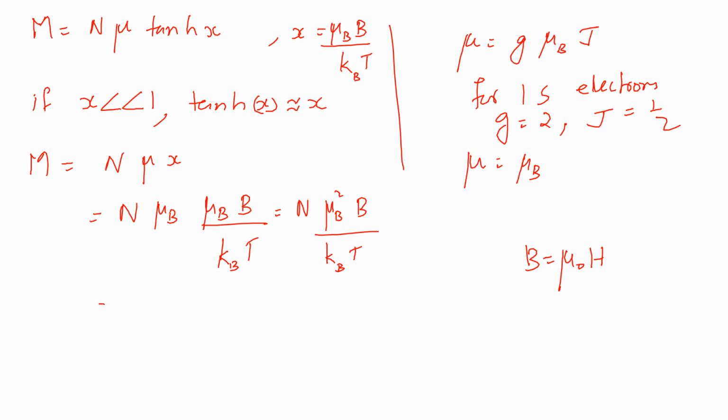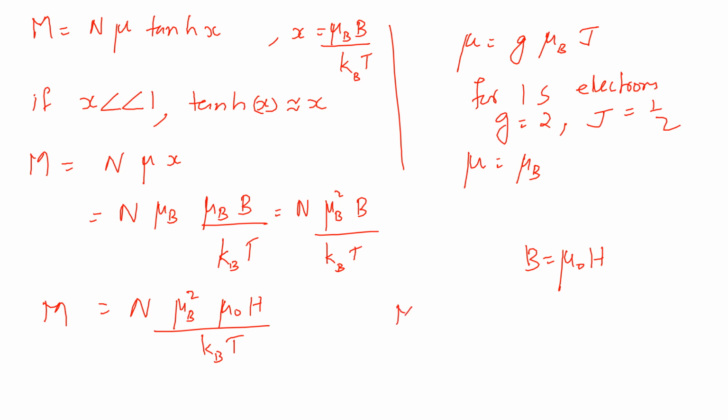So we can substitute that here. M equal to n mu b square. This mu b is the magnetic dipole moment, or this mu b is the Bohr magneton. And in this case, for a 1s electron, we know that the Bohr magneton and the magnetic dipole moment are the same. Okay, and instead of B, you can substitute mu 0 times H divided by kB times T.